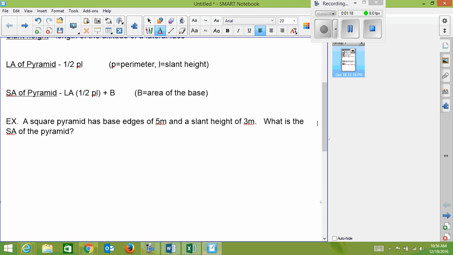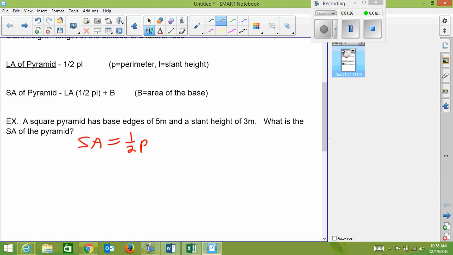So to do that, I need to start with my formula, which is 1/2 perimeter times slanted height plus area of the base. The base edges are 5 meters and it is a square, so if you walk around that square and add it up, the perimeter would be 20.